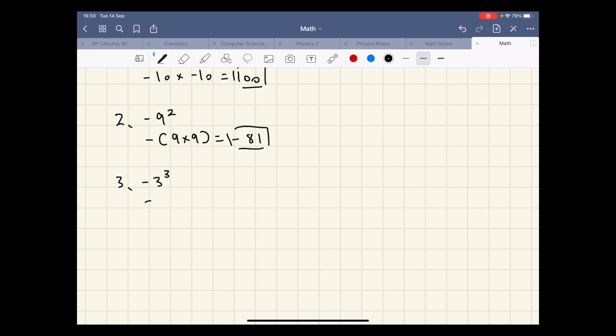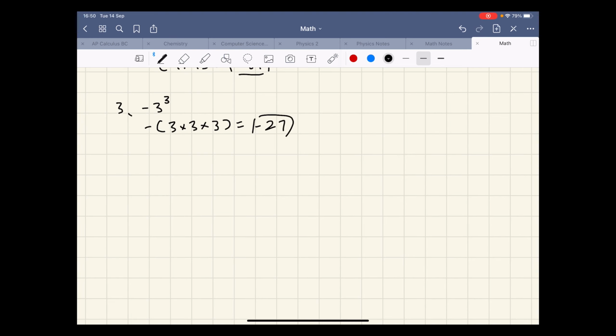Number 3, negative 3 to the third power, or negative 3 cubed. So again, put a negative sign outside, 3 times 3 times 3, and you get negative 27. Number 4, you have negative 1 to the third power. Notice there's a parenthesis, but be careful. It does not mean that the answer is always positive. Negative 1 times negative 1 times negative 1 will give you still negative 1.